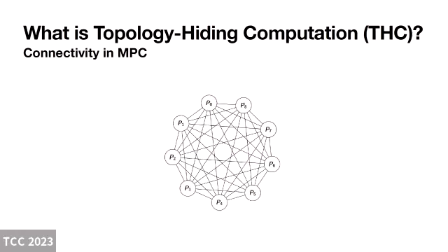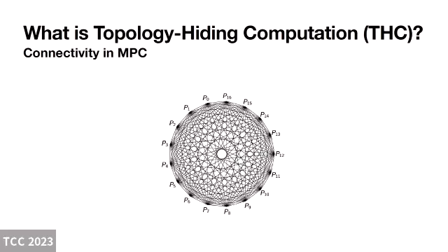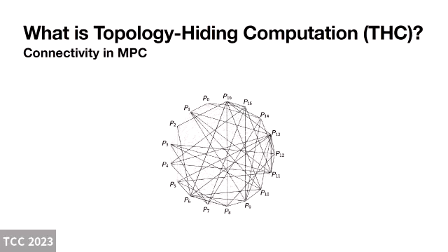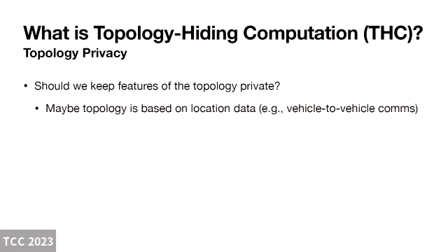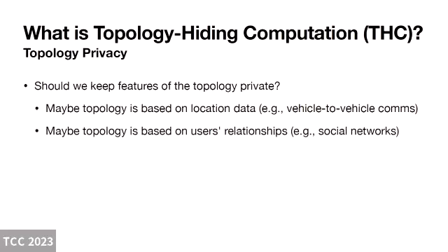While this might be a reasonable assumption to make for this case of 9 parties, as the number of nodes goes up, this graph gets very complex, so maybe it's infeasible to have all of these connections. Maybe instead, we have this incomplete network here. So this begs the question of, should we keep features of this topology private? And this is maybe motivated by the setting in which the topology is based on location data. For example, if you're communicating with vehicle to vehicle communications, or if the connections are based on users' relationships, for example, in a social network.